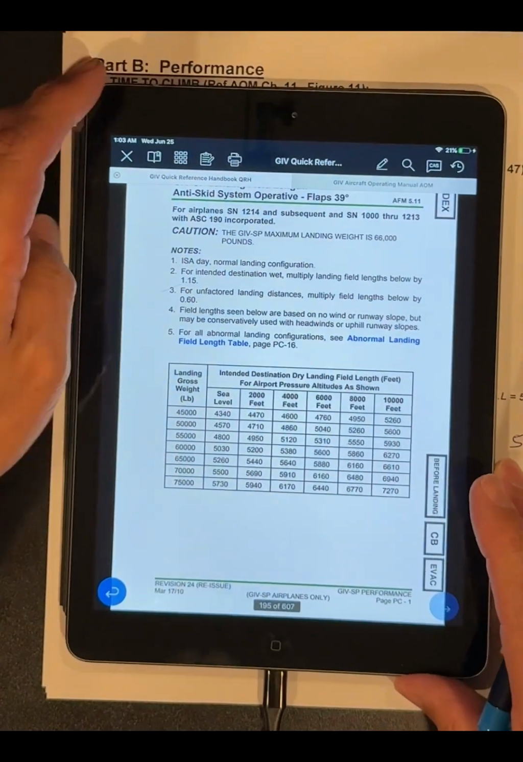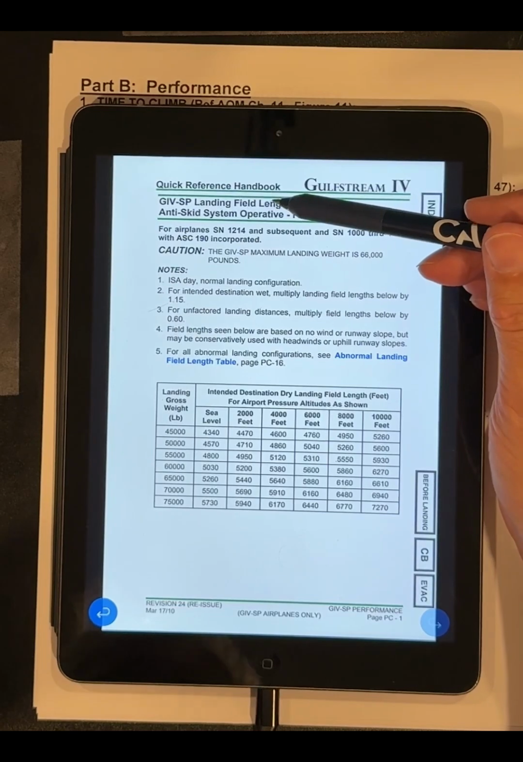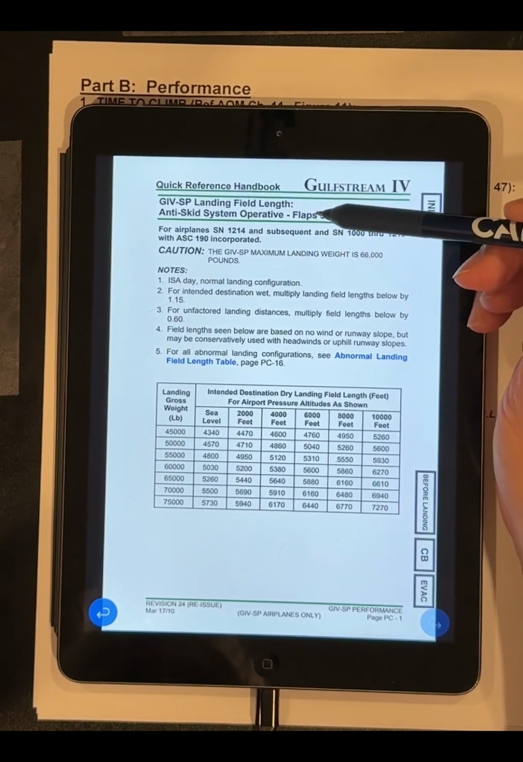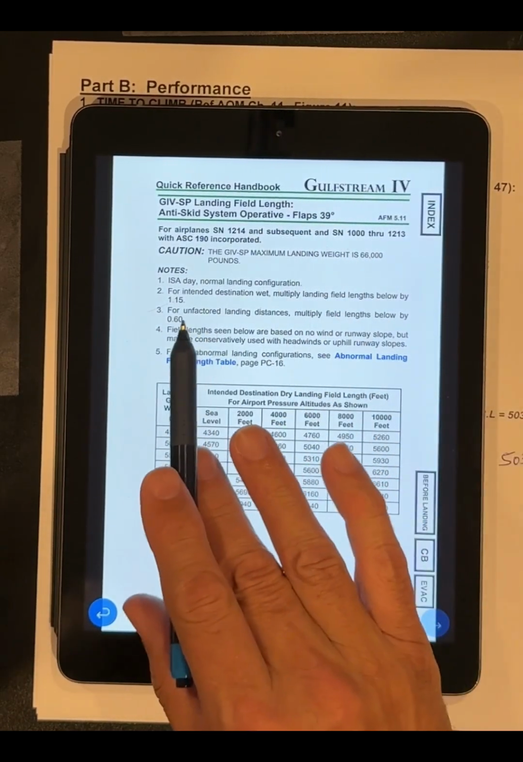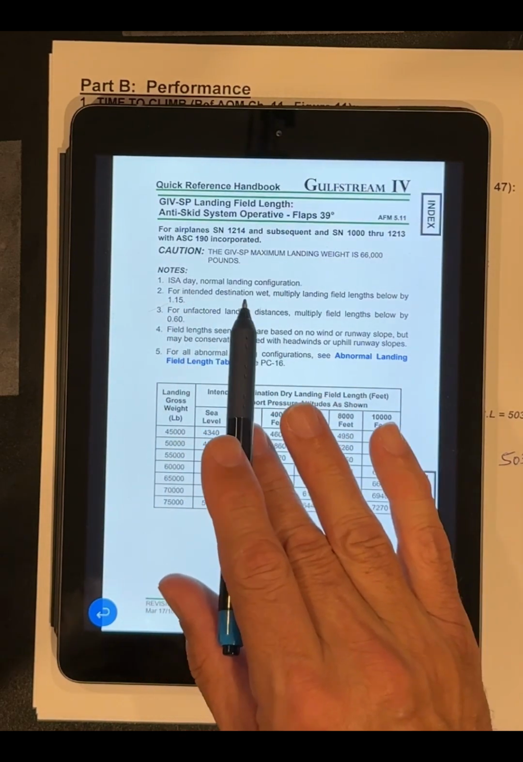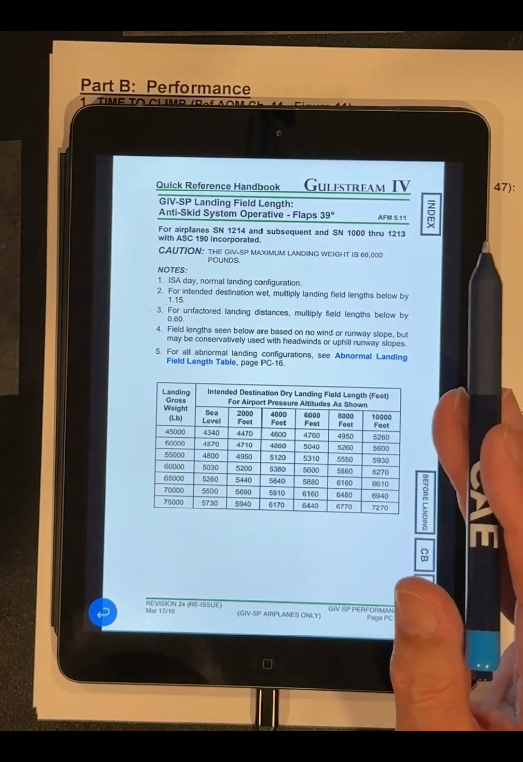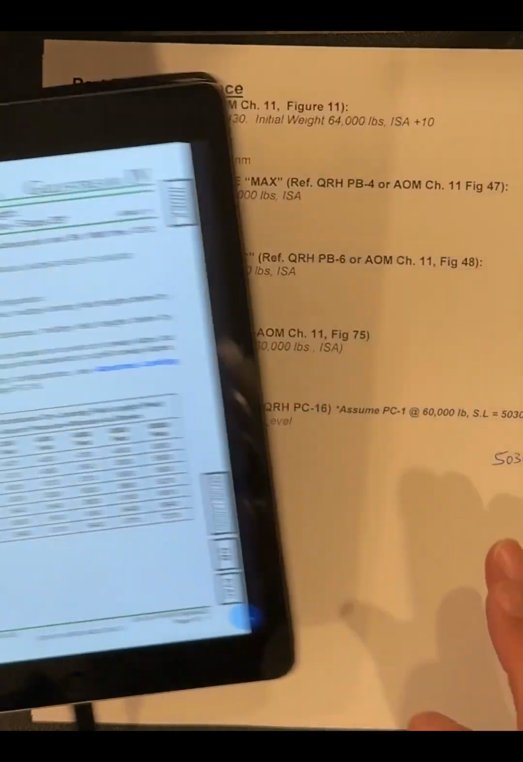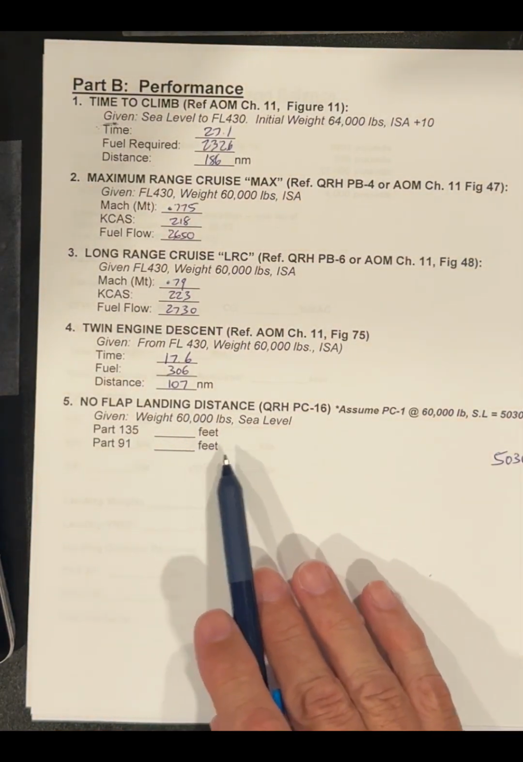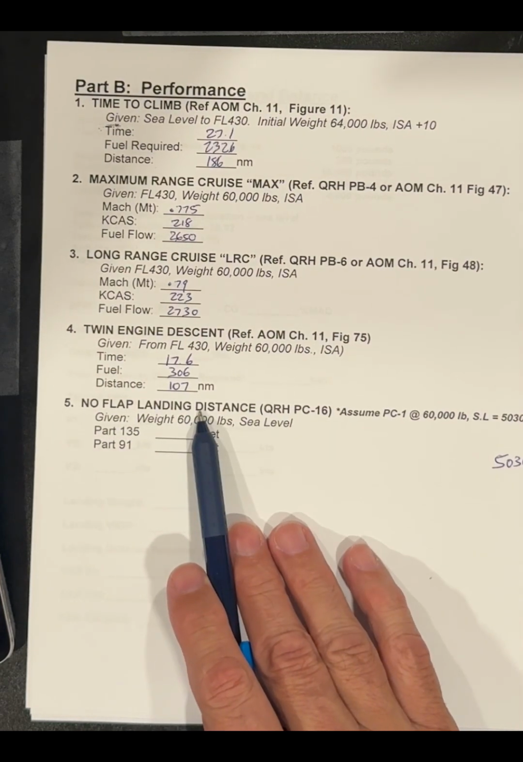If you take a look at this chart, G4 landing field length, anti-skid system operative, flaps 39. What are the parameters of this? It's an ISA day, normal landing configuration. Normal landing configuration is gear down and full flaps, right? Well, what is this asking for? This is asking for no flaps, no flap landing distance.